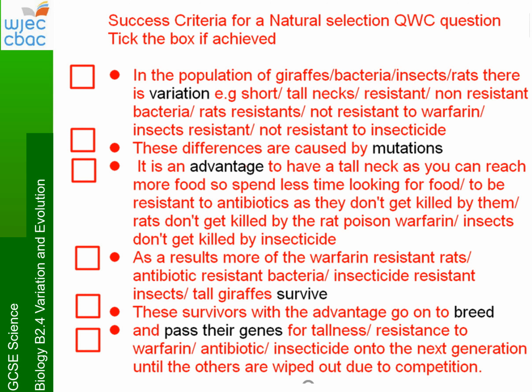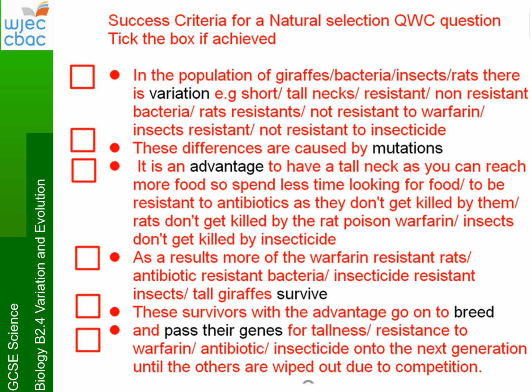Third point, it's an advantage if you're a giraffe to have a tall neck because you can reach more food, so you spend less time looking for food and more time breeding. It's an advantage if you're a bacteria to be resistant to antibiotics, as you don't get killed by them, so you survive. It's an advantage if you're a rat to be resistant to warfarin, the rat poison, because when you eat it, you don't get killed. It's an advantage if you're an insect to be resistant to insecticide, because again, you don't die when you eat the plant.